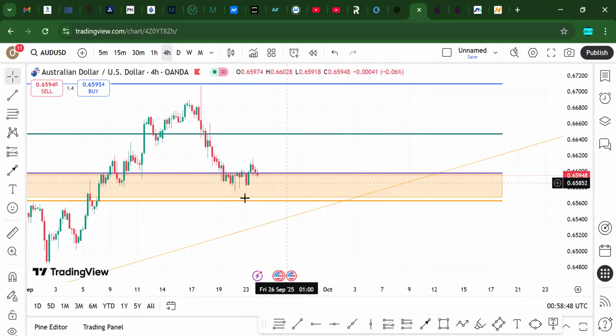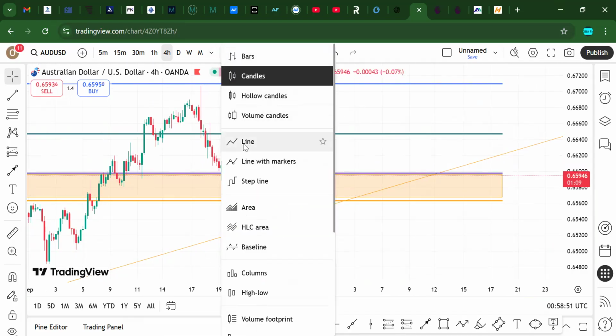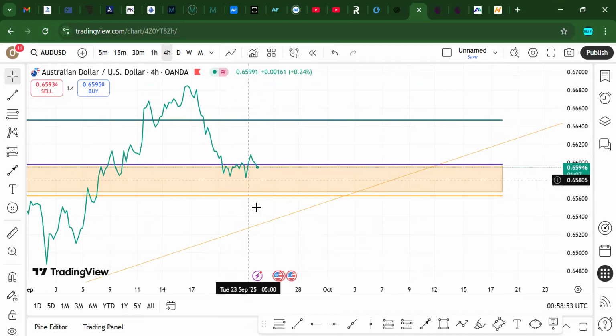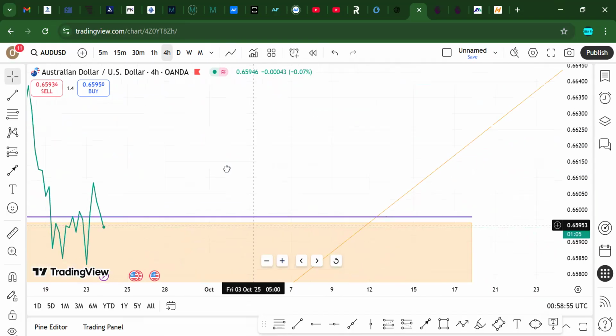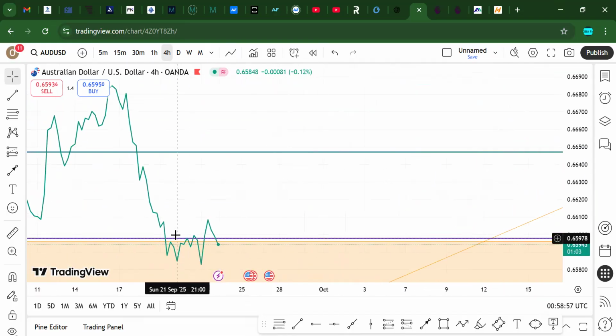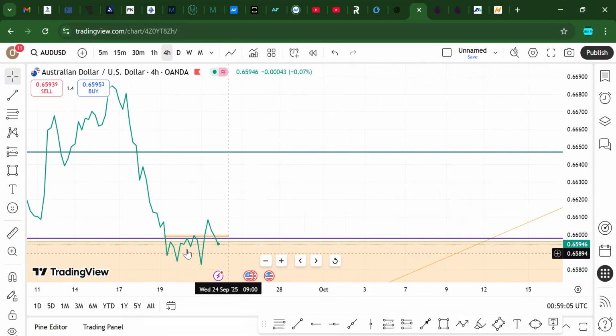Right within our key zone, if we go to the line graph, we can see that there's a double bottom here as well. If I zoom in, we can see that the double bottom neckline was taken out and price just came back in to retest the zone, and it's currently within this place.